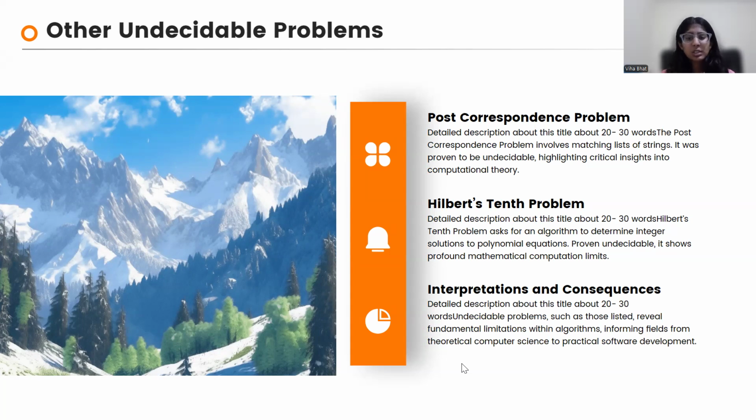Next are interpretations and consequences. Undecidable problems, such as those listed, reveal fundamental limitations within algorithms, informing fields from theoretical computer science to practical software development.